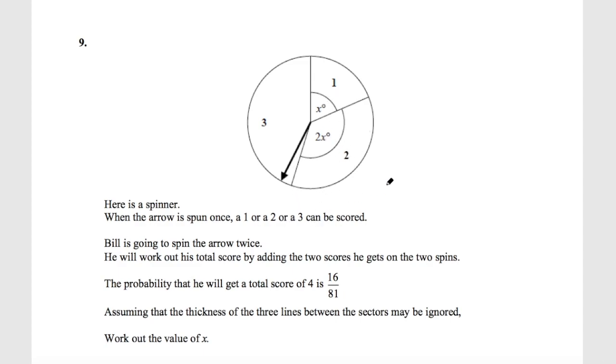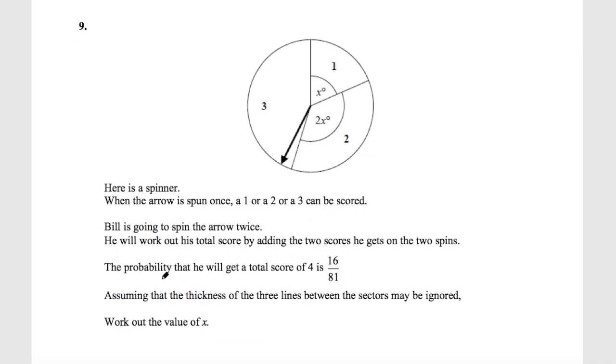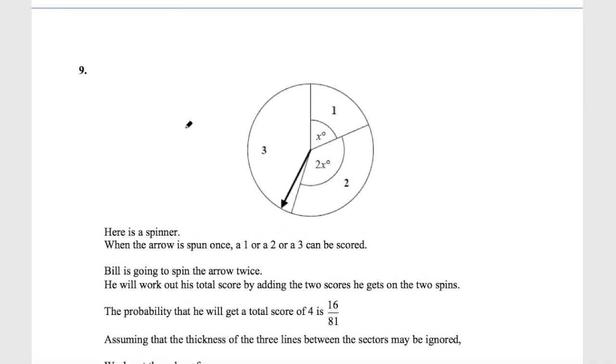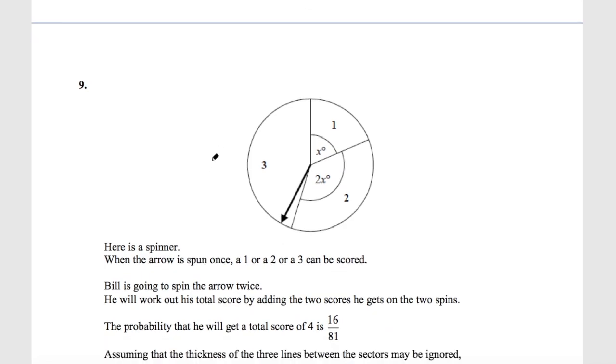And we need to work out what x equals. He's spun it twice, and he's got 4 by adding up the scores. So firstly, let's think about how he could have got 4 by spinning this spinner. Let's think of the possibilities.